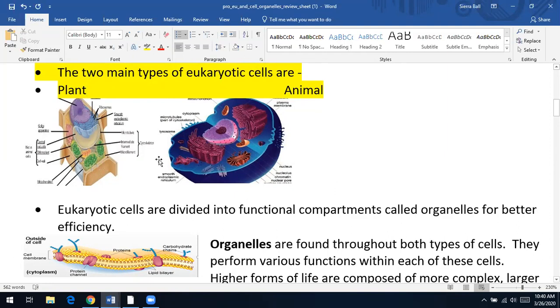So animal cells will almost always be circular, and plant cells are almost always going to have this square rectangle shape. What are these little green things right here? Inside of a plant cell, what do we think these things are? Chloroplast. And what process happens in the chloroplast?